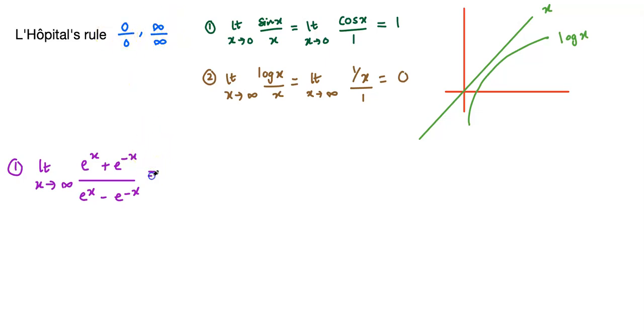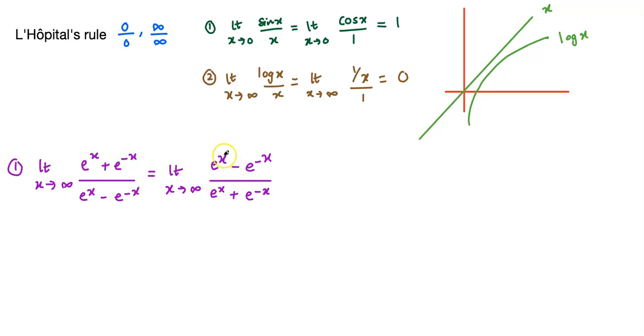So let's go ahead and apply the rule one more time. So limit x tends to infinity, we differentiate the numerator, so that will be e power x minus e power minus x, and we differentiate the denominator, right? So that will be e power x plus e power minus x. Okay, and now let's plug in the limit.